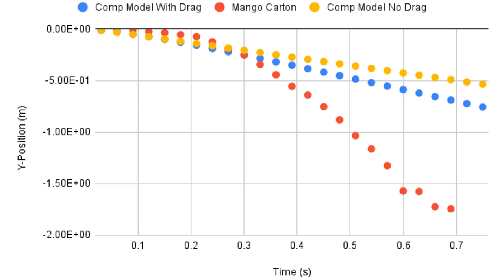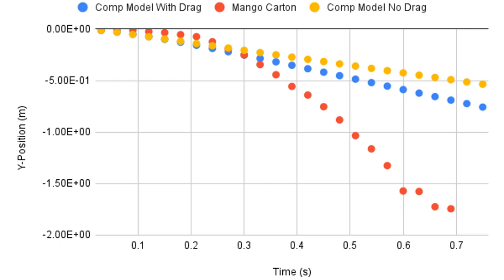Neither computational model accurately predicts the motion of the observed falling object. The model that only includes the weight force increasingly overpredicts the observed falling distance of the mango carton as time increases. The model overpredicting the falling distance of the observed motion is likely due to the fact that it is not taking into account that the carton's motion is affected by an additional interaction with the surroundings, aka the drag force.